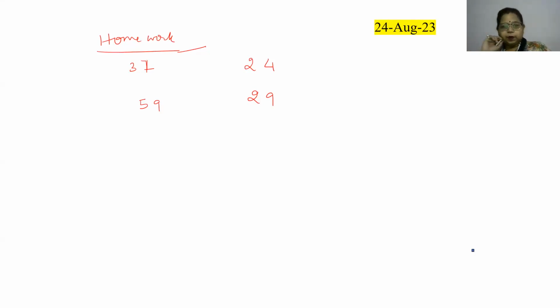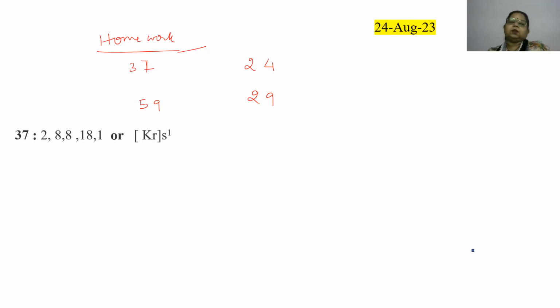So what is the reply to the homework? 37, 59, 24, 29. In that order, what is the electronic configuration of 37? Atomic number 37 or number of electrons 37. What you would be writing? 1s2, 2s2, 2p6, 3s2, 3p6, 4s2, 3d10, 4p6, 5s1, ma'am.